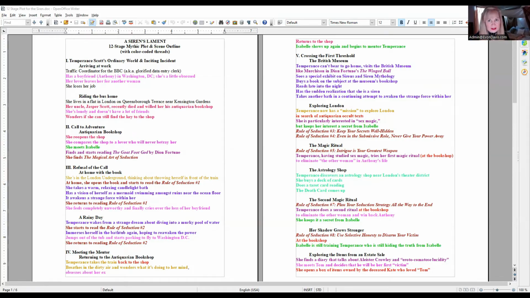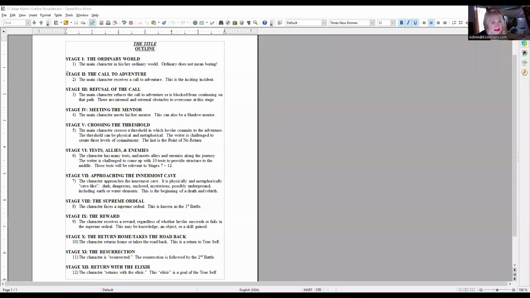Okay, now we're going to look at stage 2 of the 12-stage mythic journey. So let's go ahead and pull that up and take a look at that. All right. Stage 2 is the call to adventure. So in stage 2, the main character receives a call to adventure. This is also known as the inciting incident.